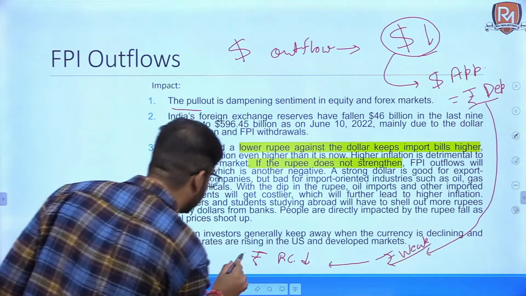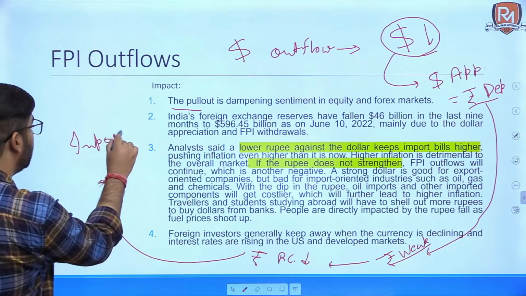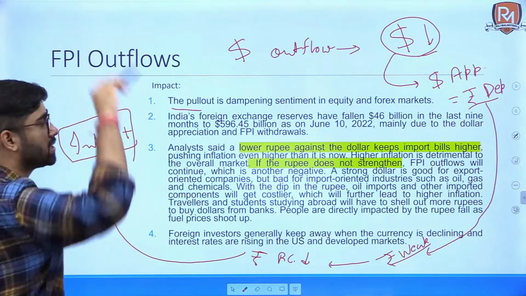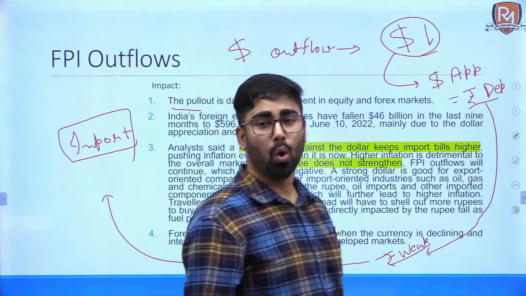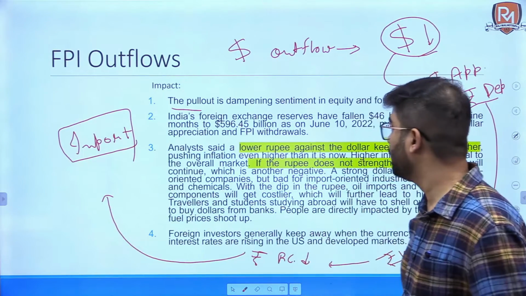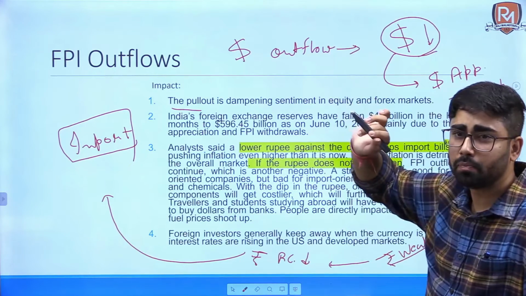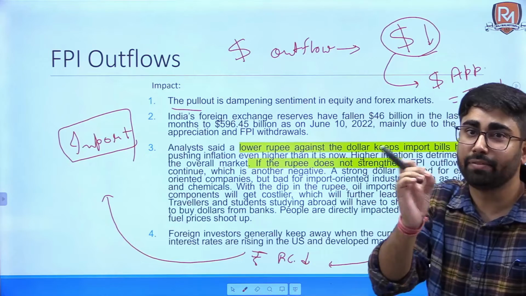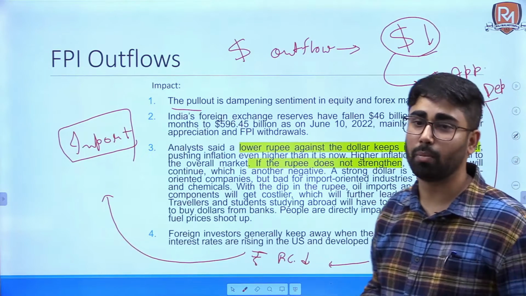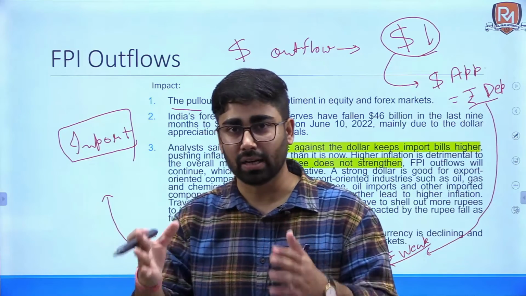It means that what we import will be more expensive. What we import will be more expensive. Okay, what we import will be more expensive. Now think of it, we import 85% of our energy needs from other countries. Okay, oil and natural gas we import from other countries.